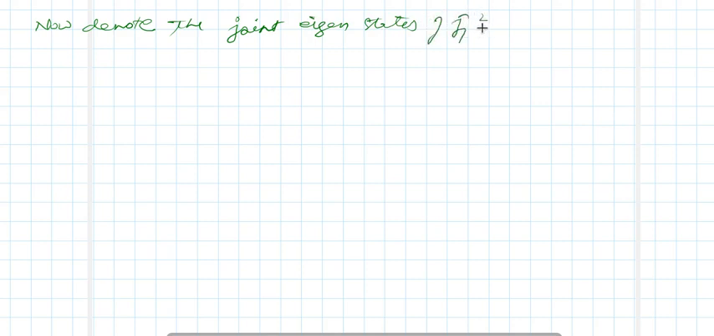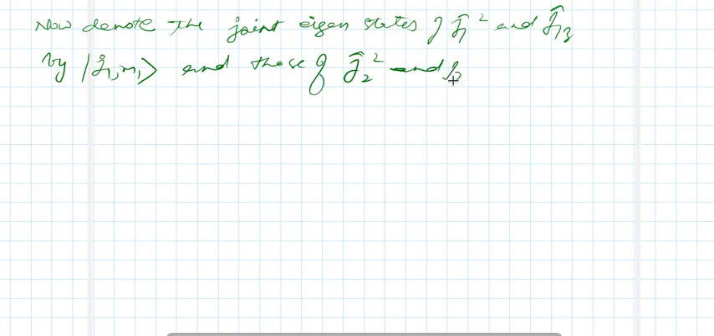Now denote the joint eigenstates of J1 square and J1z by J1, m1, and those of J2 square and J2z by J2, m2.